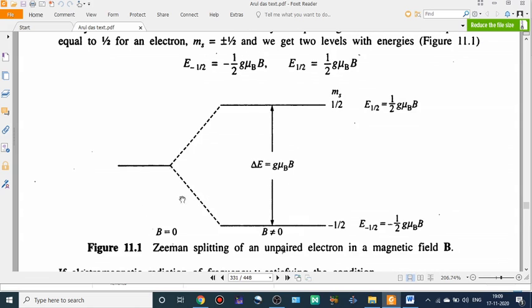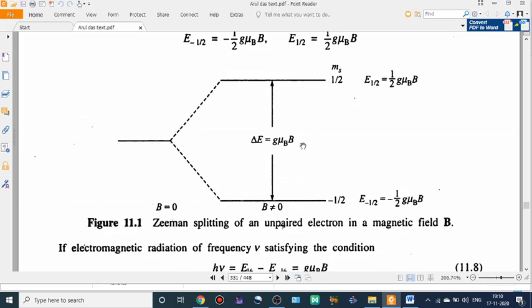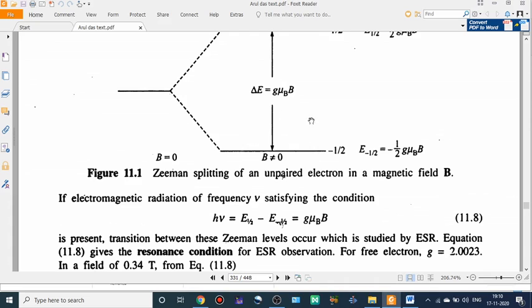In the absence of the magnetic field, there is no splitting, and in the presence of the magnetic field, there is Zeeman splitting, one level for ms equal to minus half and one for ms equal to plus half. The energy difference between these two levels is g mu b B. When this energy gap is equal to h nu, then only the transition occurs. That is the resonance condition: h nu equal to g mu b B.